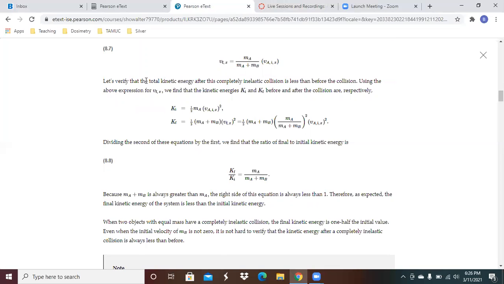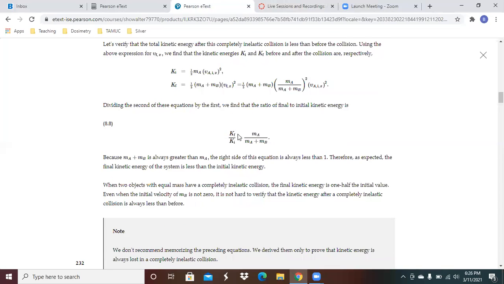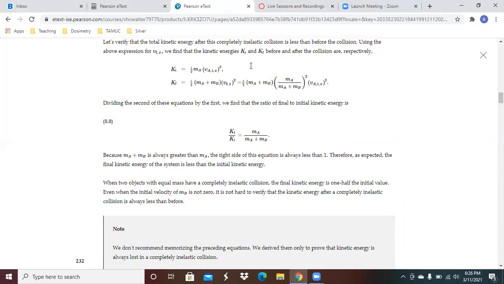If we want to verify that the total kinetic energy after this completely inelastic collision is less than before the collision, we're going to do the following process. Using this expression for the final velocity in the x direction, we find that the kinetic energies before and after the collision are equal to these particular formulas. If we rearrange the terms, we can come up with a ratio of the final to the initial kinetic energy. And that ratio happens to be this.